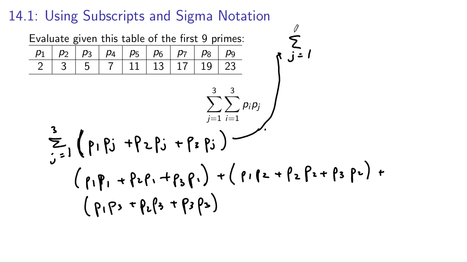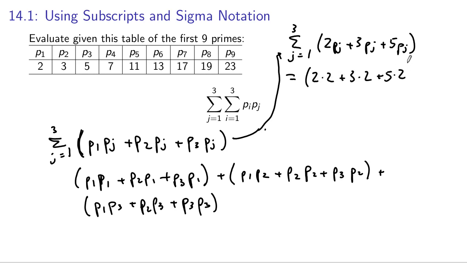Sum is j from 1 to 3. Let's go ahead and put p sub 1, 2, and 3 in here. So we have 2 pj plus 3 pj plus 5 pj. Okay, so that would equal, when j is 1, we'd have p sub 1, which is 2. So 2 times 2 plus 3 times 2 plus 5 times 2.